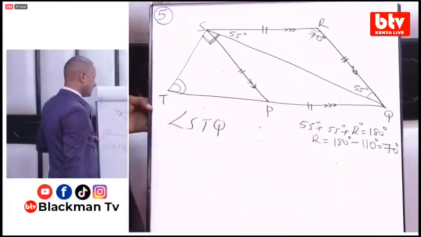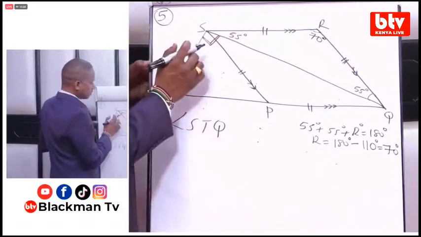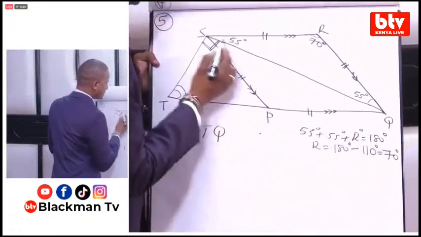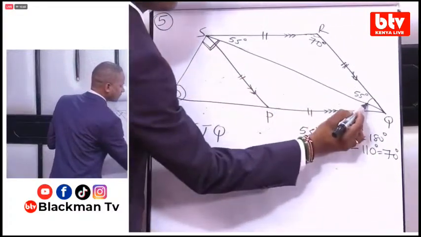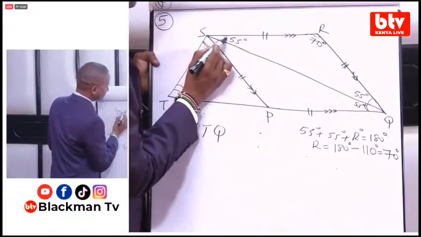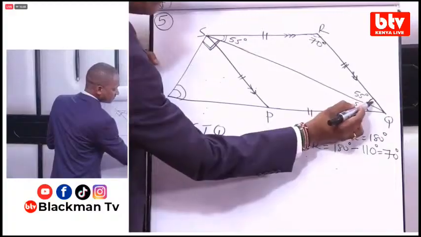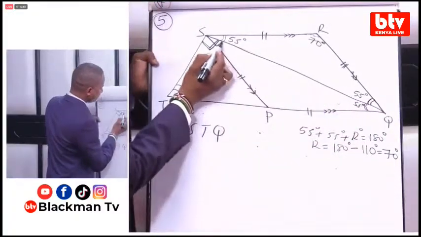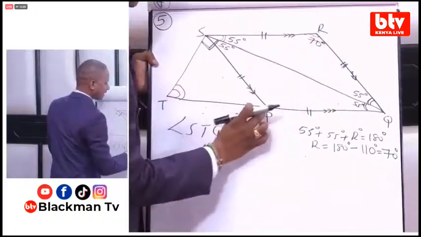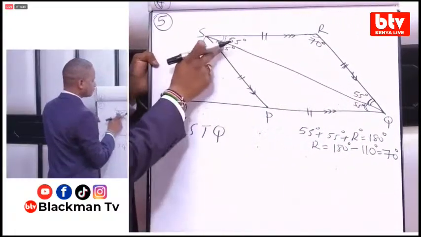Then, if this is 55, because this is a parallel line and this is a parallel line, so this is a transversal line. Therefore, this angle is also 55 degrees because they are alternate angles. So if this is 55, this will also be 55. Why am I saying so? Because this line is parallel to this line and this is a transversal line. So this is alternate to this.